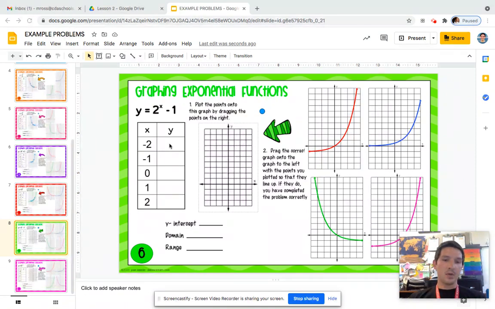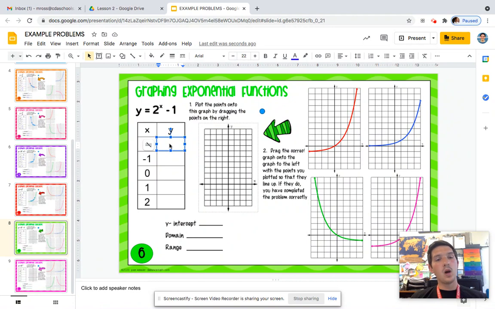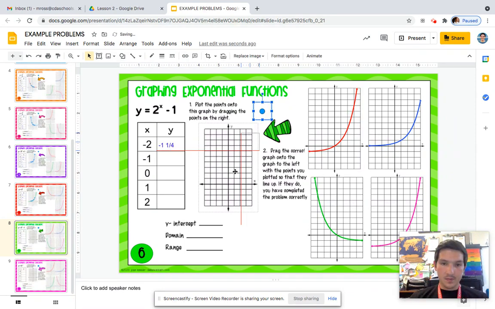check. Let's plug in -2 for x, so 2 to the -2 is going to move that 2 and that exponent to the bottom of your fraction. So now we're looking at 1 over 2 to the second, which is actually going to give us 1 over 4, but then we have to minus 1. So in reality, it's going to be -1 and 1/4. So we can grab this point when x is -2, y is -1 and 1/4. So it's going to look something like this, okay?